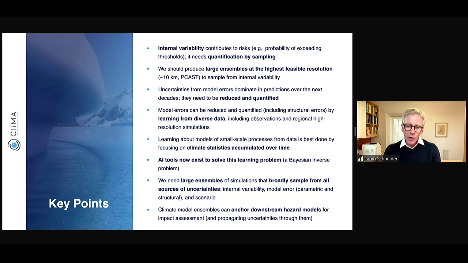And in the end, we need models that allow us to explore possible climate outcomes as broadly as possible by sampling from internal variability, initial conditions, from model error, both parametric and structural, and scenario uncertainties. And once you have ensembles like that, that come with attached probabilities, which with the tools I didn't have the time to introduce, you can then use that to anchor downstream hazard models, propagate uncertainties through the chain, all the way to data products that can actually inform engineering decisions, for example.